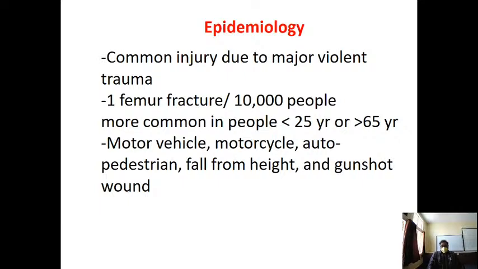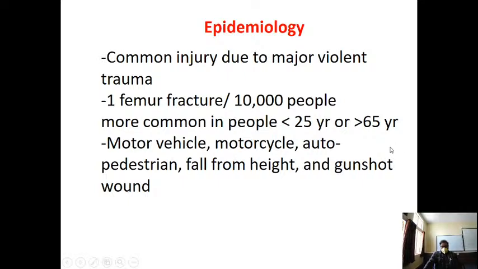Epidemiology: it is the most common injury due to major violent trauma. Because the femur is a very strong bone, it requires a violent trauma to cause any kind of fracture in the shaft. The incidence is usually 1 in 10,000 people, and it is more common in people less than 25 years of age, owing to a more active lifestyle and road traffic accidents, and in people above 65 years, owing to initial signs of osteoporosis and all those things.